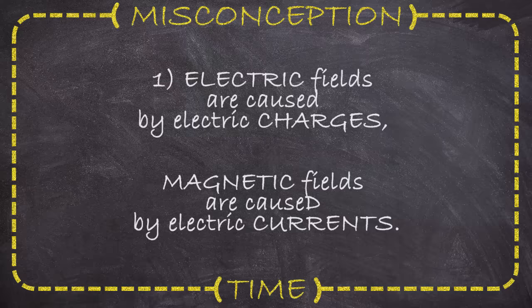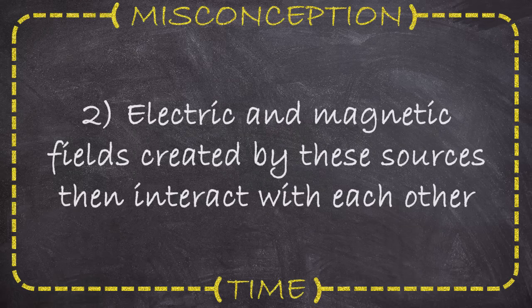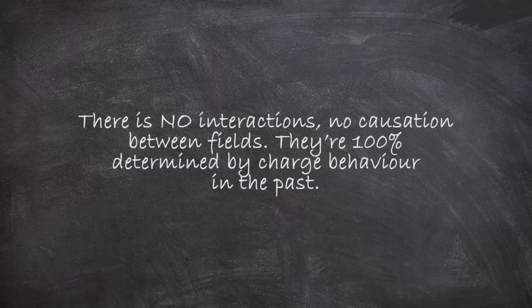So let's just recap our misconceptions. 1. Electric fields are caused by electric charges, magnetic fields are caused by electric currents. No, the electromagnetic field I detect at a point is just an out-of-date status update of the past position and velocity and acceleration of a charge. 2. Electric and magnetic fields created by these sources then interact with each other. They don't interact with each other. Their form was set the second that particle did a thing in the past.